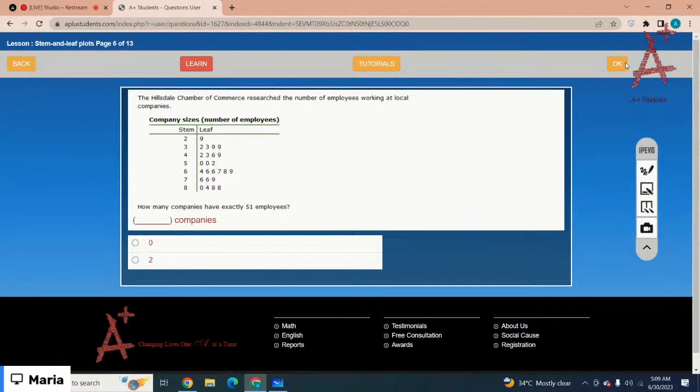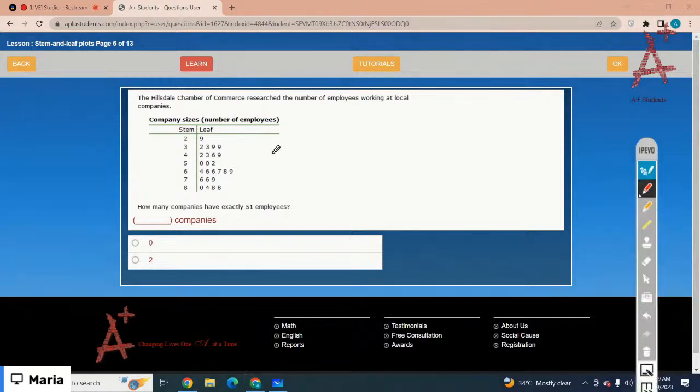Okay, the Hillsdale Chamber of Commerce researched the number of employees working at local companies. How many companies have exactly 51 employees? So now you have to look for the exact value 51. Here you have the stem 5, but you don't have 1 here. That means just 0 companies have exactly 51 employees. The correct option is 0.